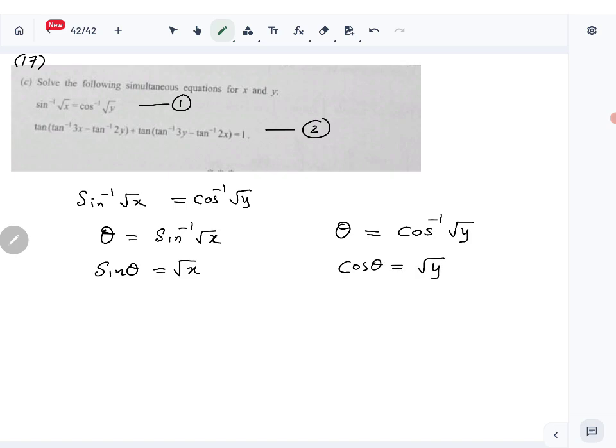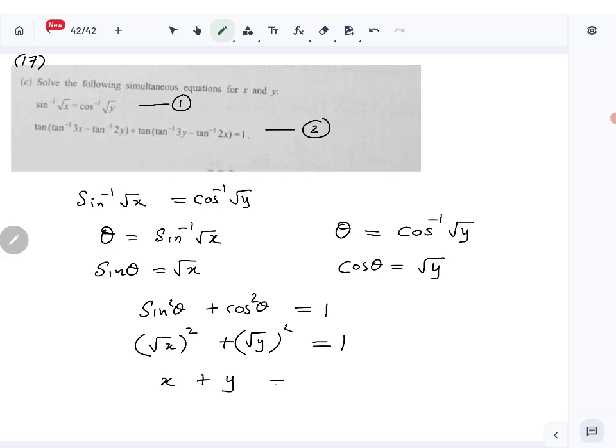So I want to find a relationship between x and y, so that I can get rid of y from this equation. Here I can easily get a relationship using our Pythagorean identity: sine squared theta plus cos squared theta is equal to 1. So then root x squared plus root y squared equals 1. So x plus y equals 1. So x equals 1 minus y.